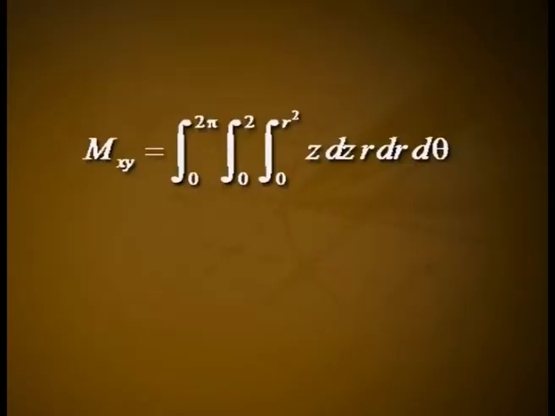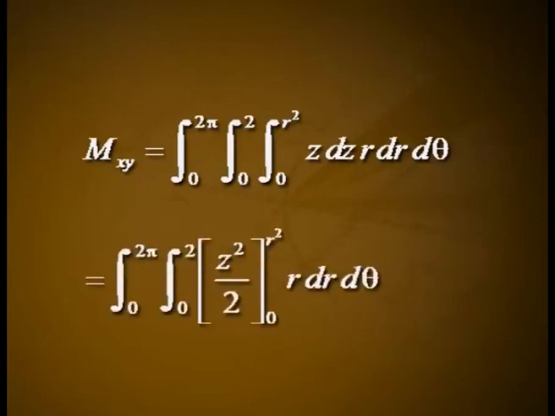The r limits: a ray L through (r, θ) from the origin enters R at r = 0 and leaves at r = 2. The θ limits: as L sweeps over the base, the angle θ it makes with the positive x axis runs from θ = 0 to θ = 2π. Also, since δ = 1, the value of Mxy is equal to the integral from 0 to 2π, integral from 0 to 2, integral from 0 to r² of z dz r dr dθ.